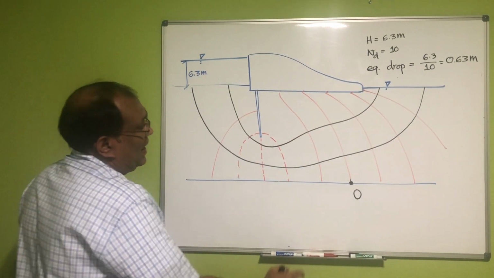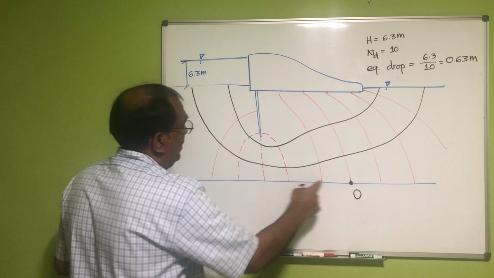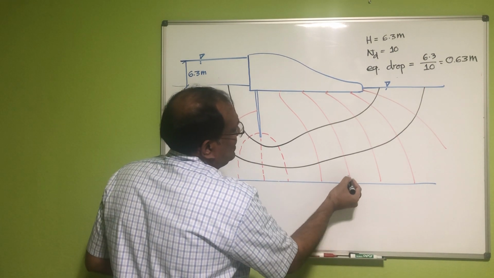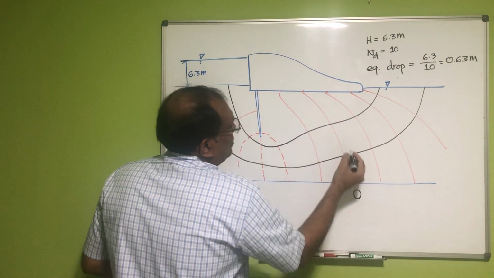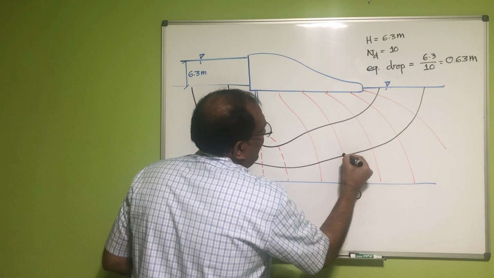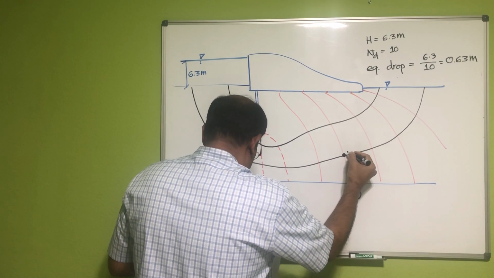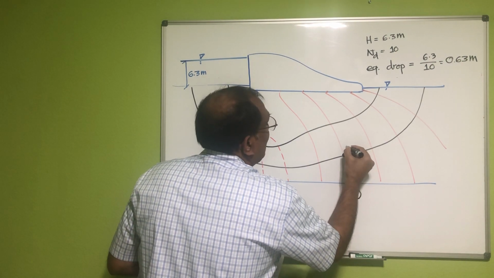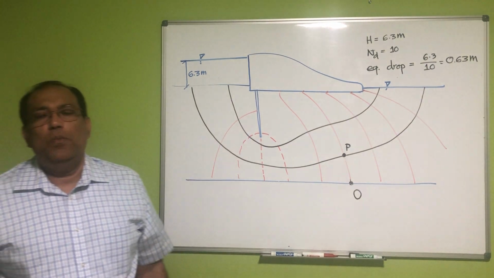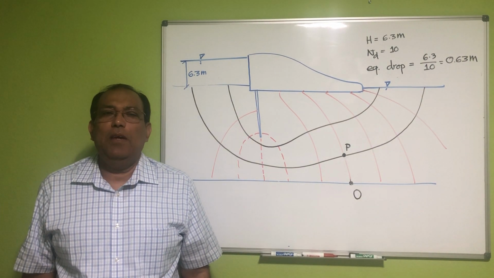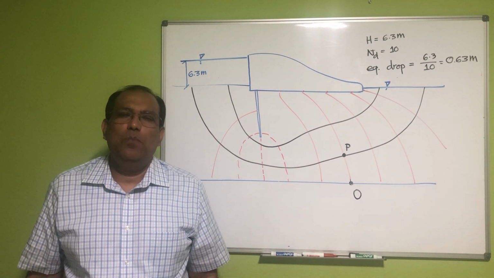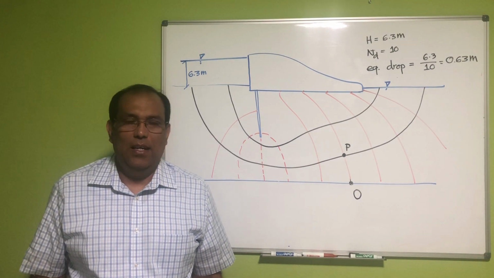Now they are asking about the head at point O. It's very difficult to see that this one is along this line here, but you can see this is an equipotential line. So basically the head here should be equal to the head here. Let's say this is point P here. So head at O should be equal to the head at P because they are on the same equipotential line. Equipotential means the same head.